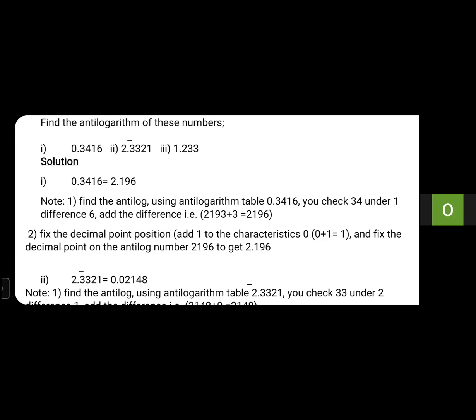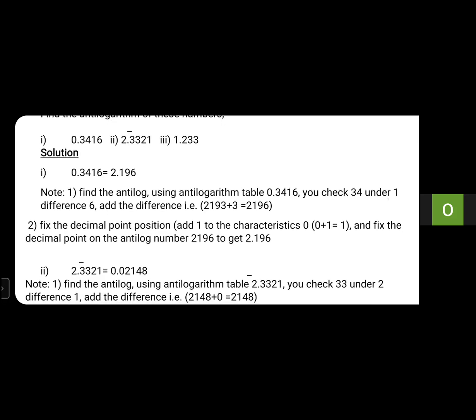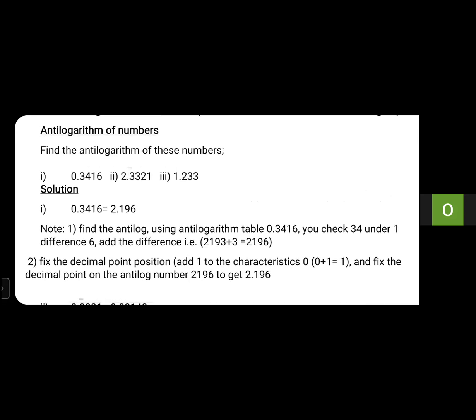The characteristic of this number is what? The first one. Okay, 0. Good. So now, you add 1 to it. That is the constant thing. You add 1 to the characteristic. When you add 1 to the characteristic of 0, in this first example, 0 plus 1 gives us 1.